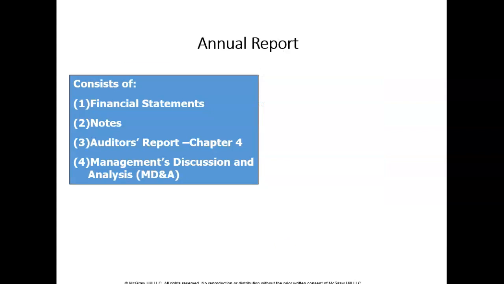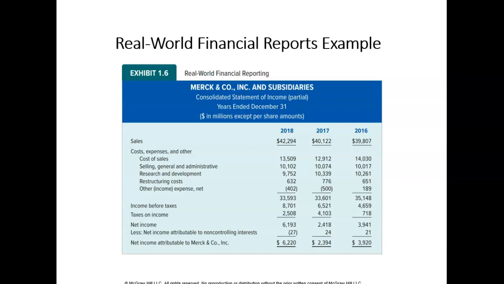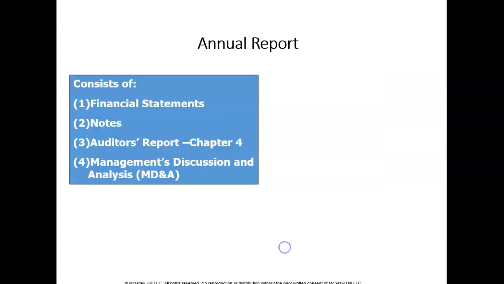Okay? So speaking of those companies, like Merck Pharmaceutical, they prepare each year what's called an annual report. Those reports consist of the financial statements that we just covered today, what's called financial notes that you will learn more about, an audit report, which we'll cover in Chapter 4, and what's called an MD&A, Management Discussion and Analysis. I do recommend that you all take a look at the annual report.